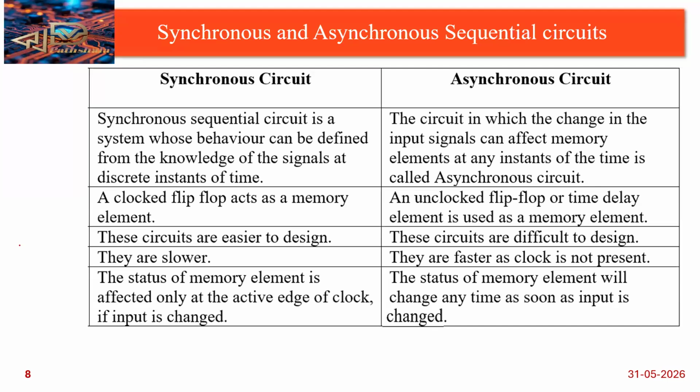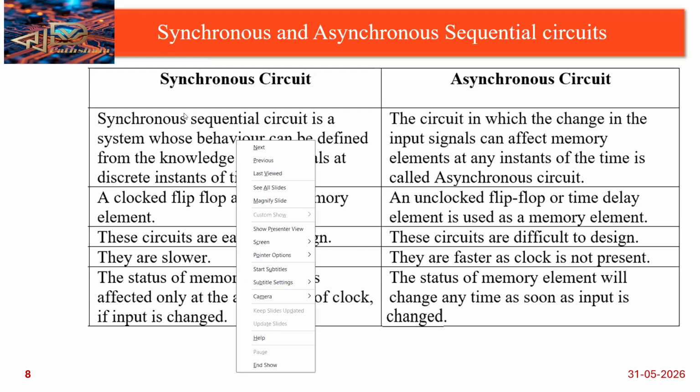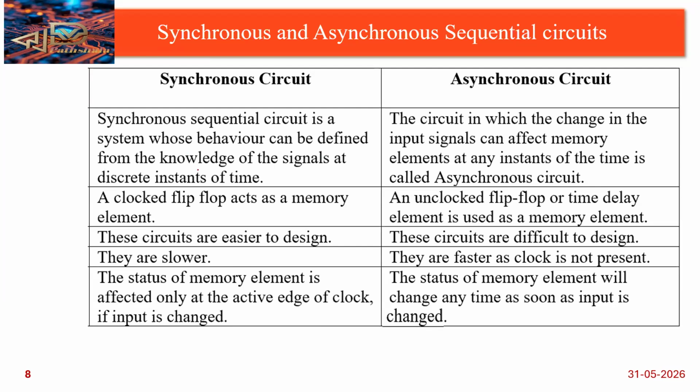This difference I have already explained to you, right? Synchronous circuits and asynchronous circuits. Synchronous sequential circuits are those whose behavior is defined from the knowledge of the signals at discrete instants of time. So every time we are giving different elements of time. Are you there, guys? Yes, sir. Okay, fine. Asynchronous circuits are circuits in which a change in the input signals can affect the memory elements at any instant of time. That is called asynchronous circuits.